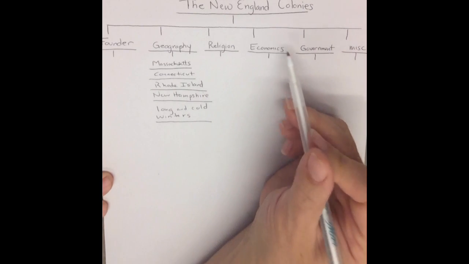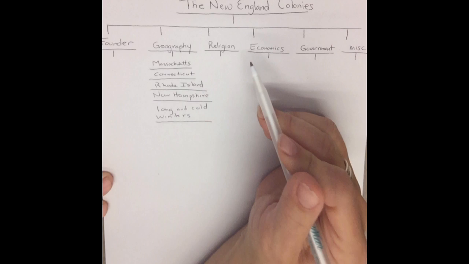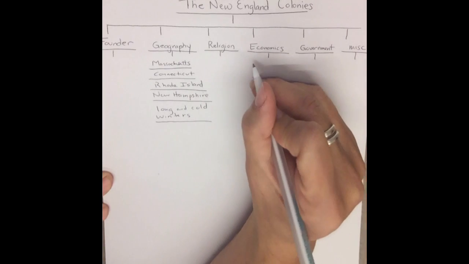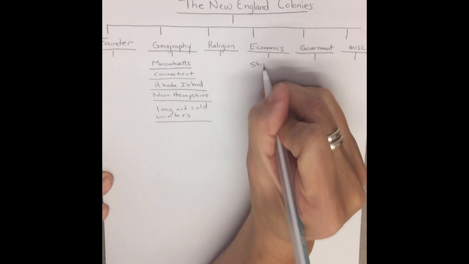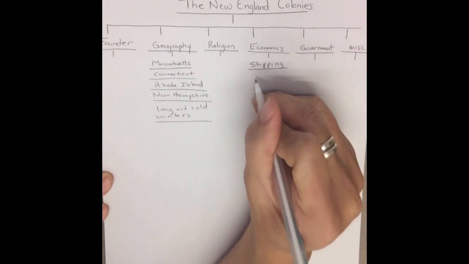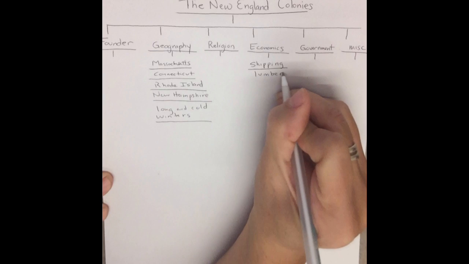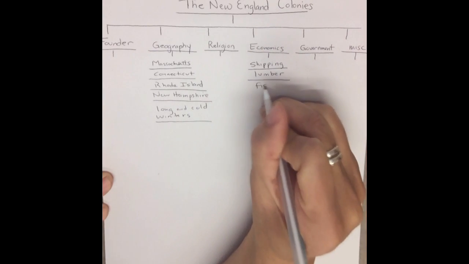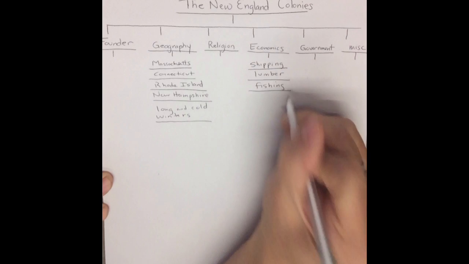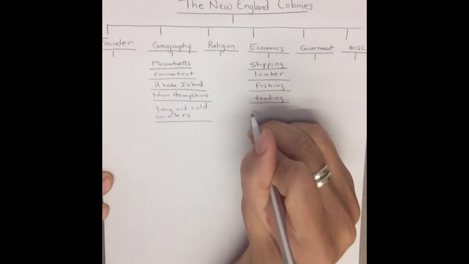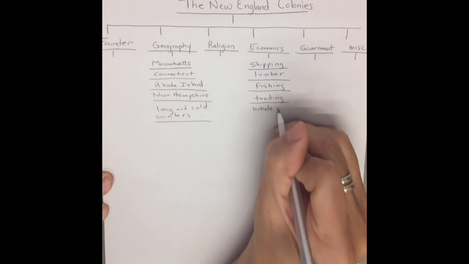The next section that I'm going to focus on is economics because I learned how people in New England made a living. Some of the things I learned was that they were shipbuilders and shipping was a big industry. I learned about lumber because they had a lot of wood in the New England colonies. Fishing was very important in the fishing industry. Trading. I learned how important whale oil was, so I'm going to add that to my notes.